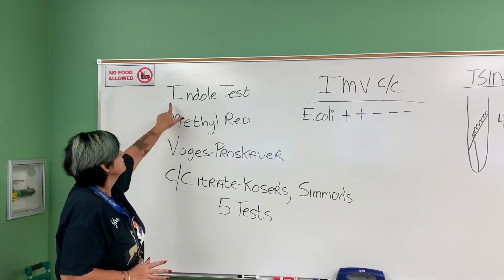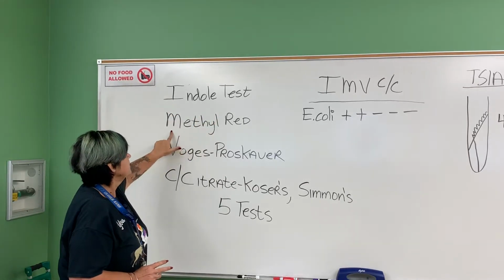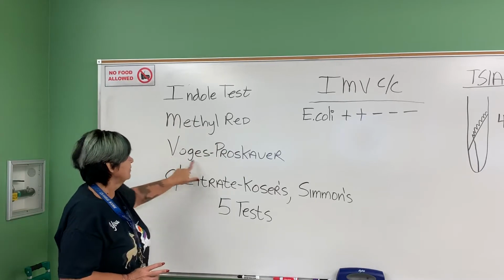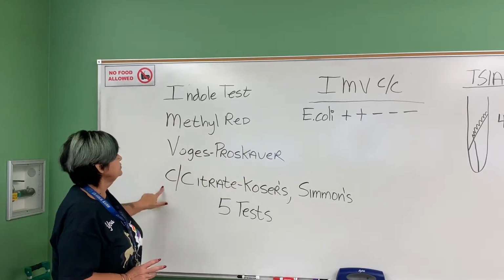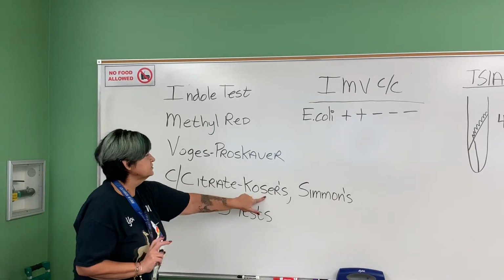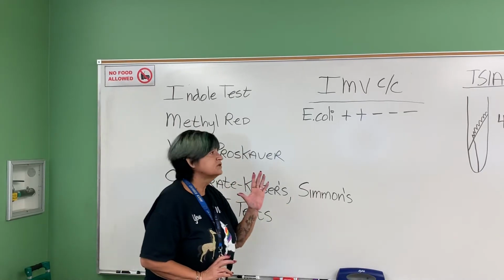Next week, the tube that has an I on it, you're going to do an indole test. The M tube, methyl red. The V tube, Voges-Proskauer. And there's 2 citrate tests, there's 2 C's. One is called Koser citrate and one is Simmons citrate. So there's 5 tubes total.